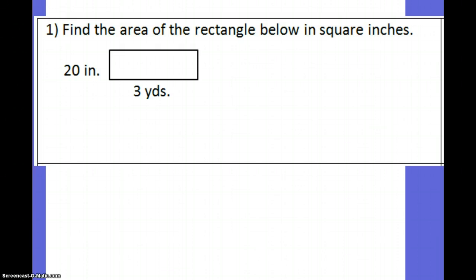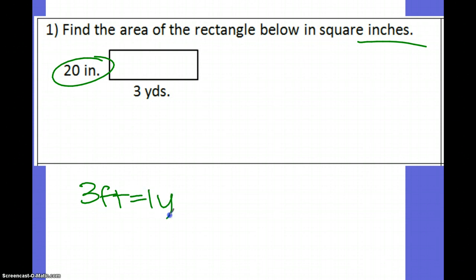Number 1, find the area of the rectangle below in square inches. We need everything in inches, so the 20 is good to go, but the 3 yards is not. What we do know, though, is that there's 3 feet in 1 yard, and there's 12 inches in 1 foot.